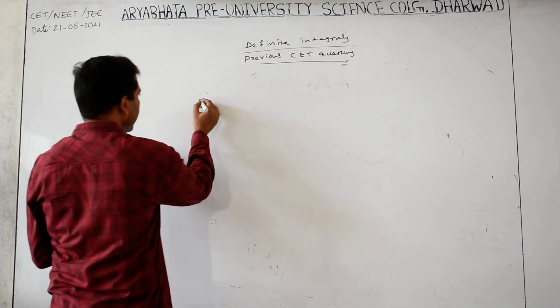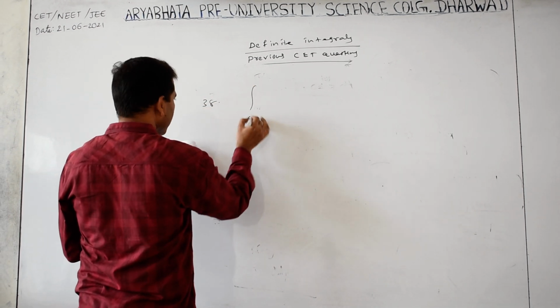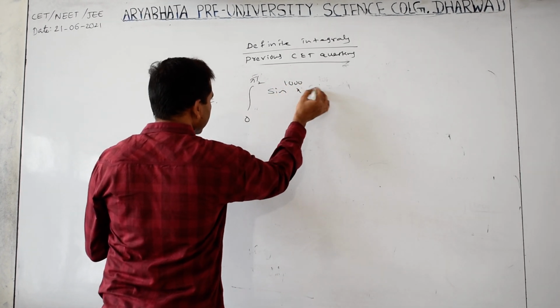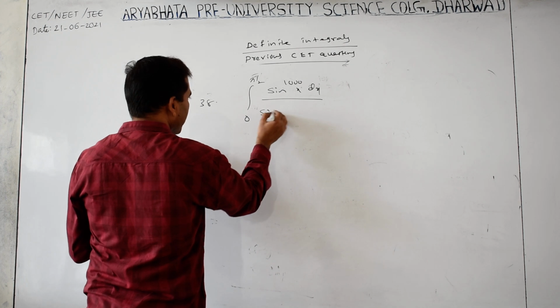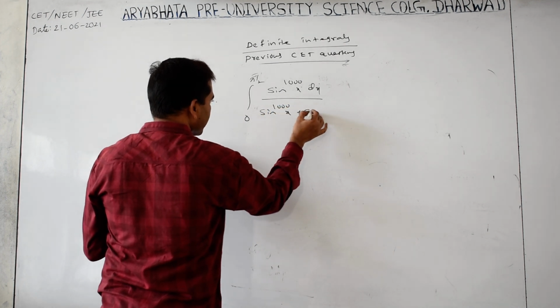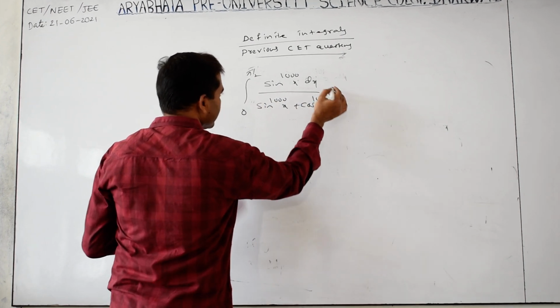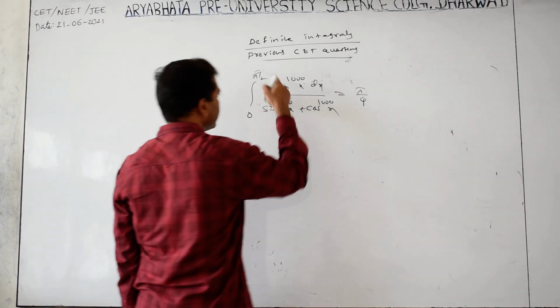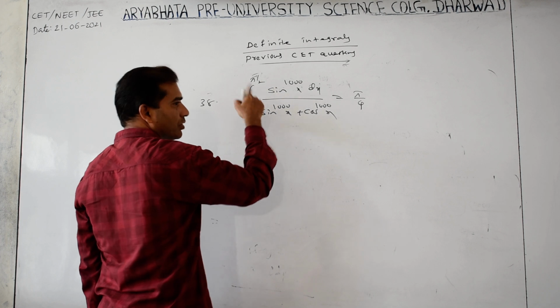Next, question number 38. Integration of 0 to pi by 2 of sine power 1000x dx by sine power 1000x plus cos power 1000x. This is a standard formula. What is the answer? It is pi by 4. Sine cofunction here, limit 0 to pi by 2.